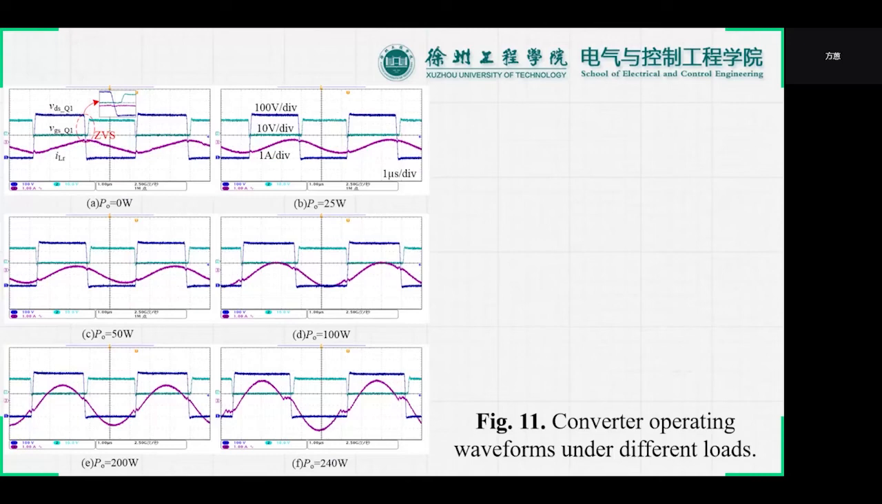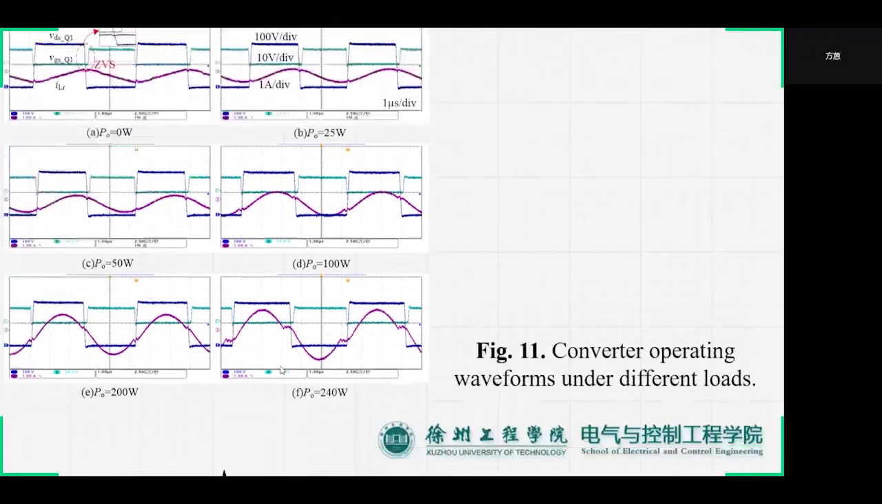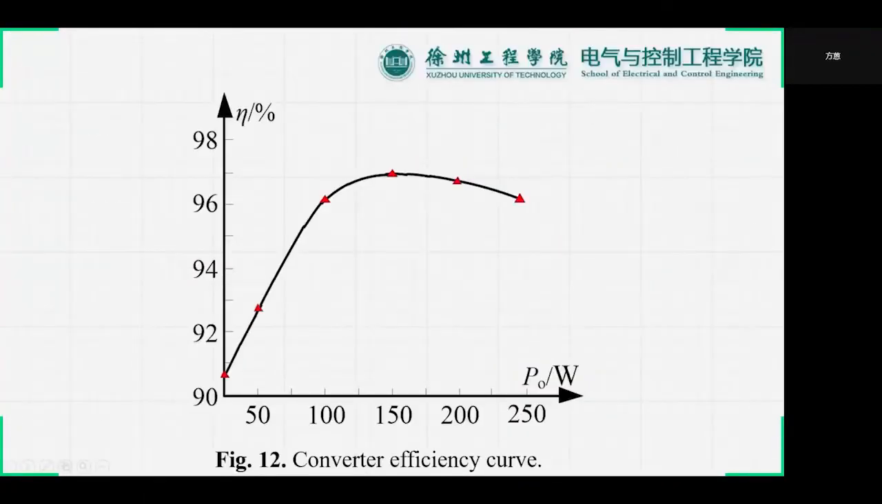The peak and oscillation problems in hard switching applications vanish, and the stability of the converter is greatly improved. At the same time, the efficiency of the converter under different loads is tested. As shown in Figure 12, the maximum efficiency of the converter can reach 97% and a full load efficiency of 96.2% is achieved.